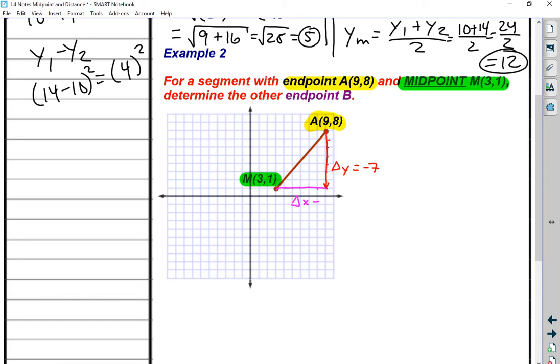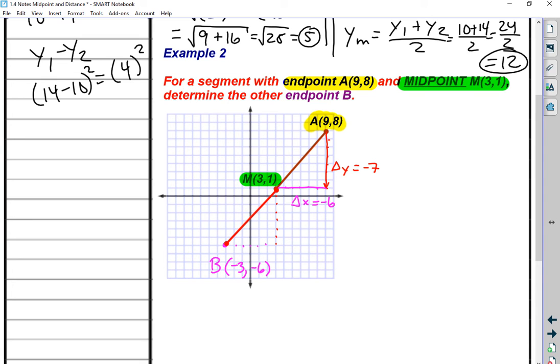Okay, and so if I just double that motion, if I go down another 7, 1, 2, 3, 4, 5, 6, 7, and then over another 6, 1, 2, 3, 4, 5, 6, I should get the other endpoint B, which is given to be -3, -6. At least that's what it seems to be, although I should have some pretty good confidence since everything is collinear. Remember, collinear means everything lines up.